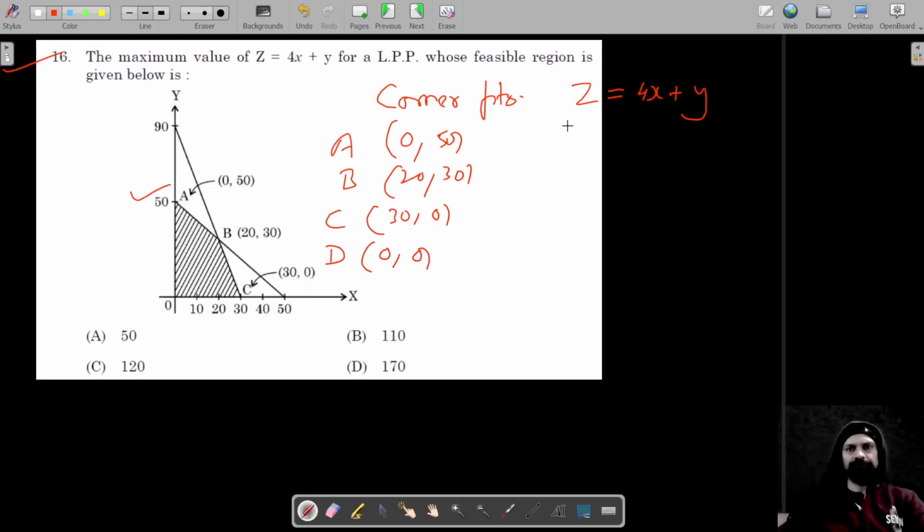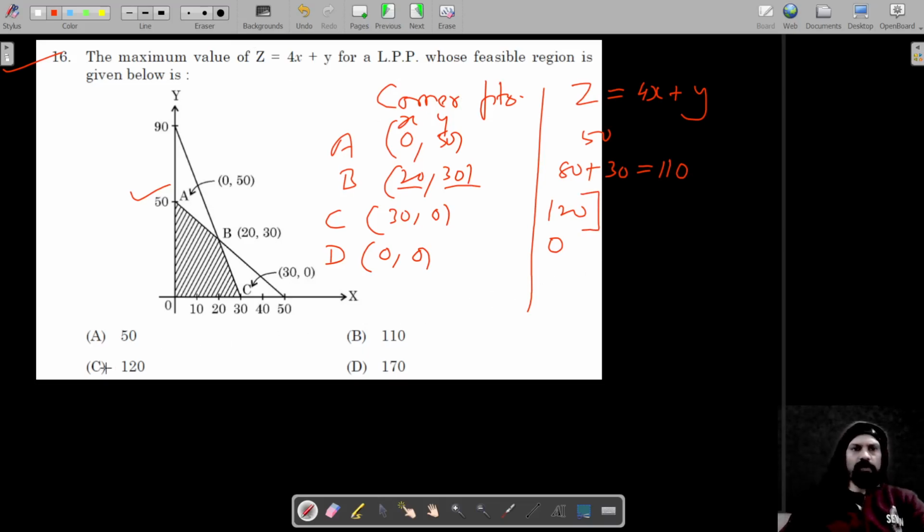So for A, this is X, this is Y. The value of Z is 50. For B, (20, 30). So 4 into 20 is 80 plus 30 is equal to 110. For C, this is 30 into 4 is 120. This is 0. And we have to find the maximum value of Z. So the maximum value of Z is 120, which is option C.